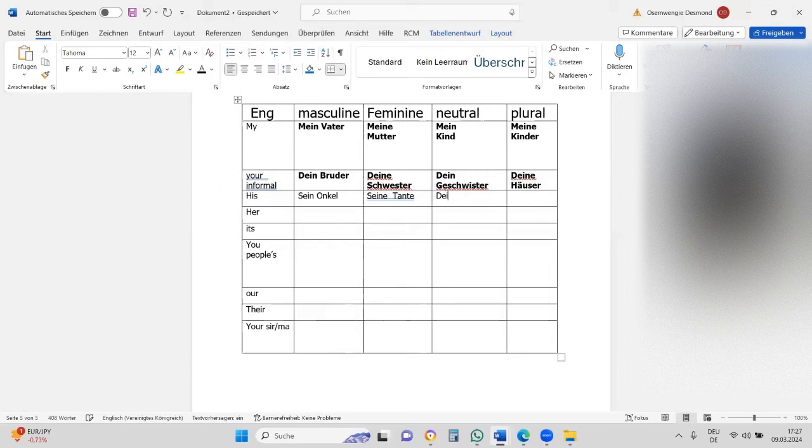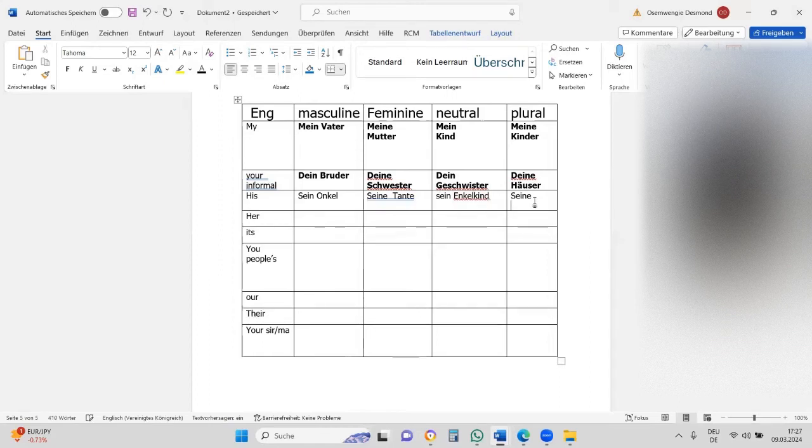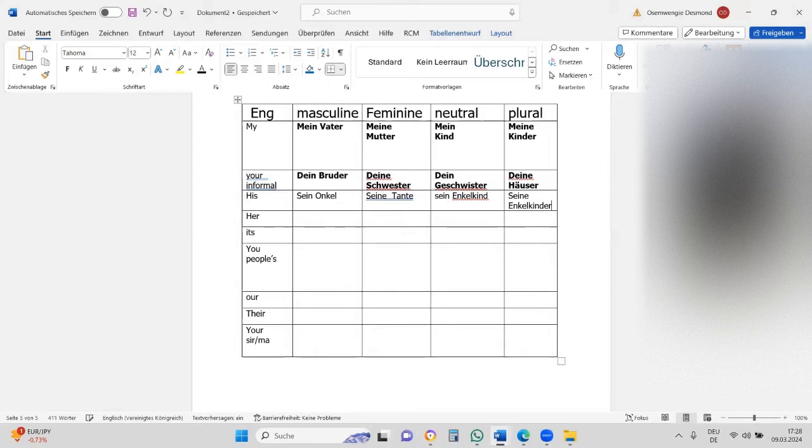What about his grandchild? Sein Enkelkind. But please be careful of the gender of the noun. We have the plural, seine Enkelkinder. Enkelkinder is grandchildren. Sein Onkel is uncle. Don't forget, I did not say seine Onkel because Onkel is masculine and seine is feminine. Seine Tante, of course, Tante is feminine.